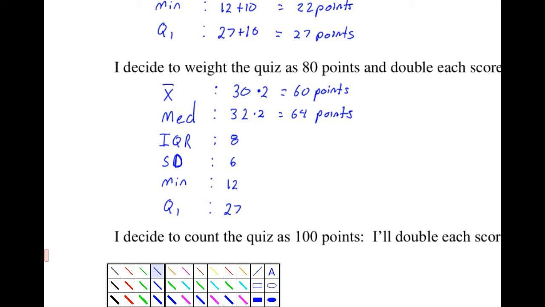My IQR is also doubled because the spread does double when we are multiplying. Same for if we were dividing. If we were multiplying by 1/2, basically that's dividing by 2, so we would follow that operation. So my IQR becomes 16 points. Standard deviation becomes 12. Minimum and Q1 are both multiplied by 2. And there we go.